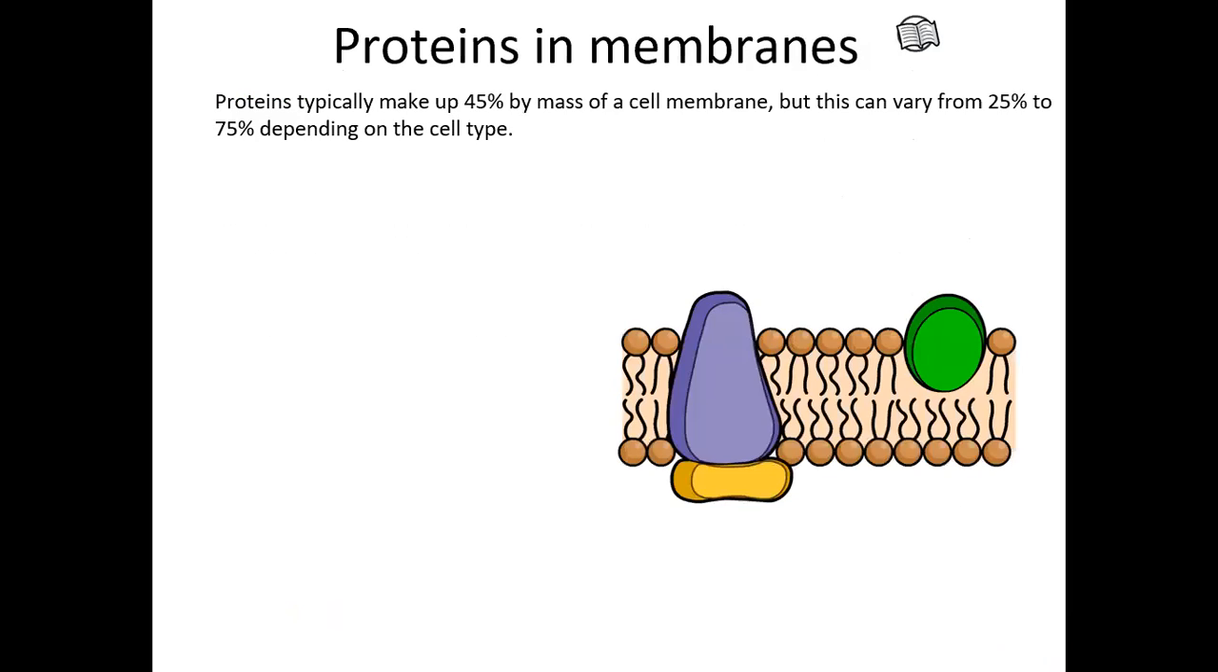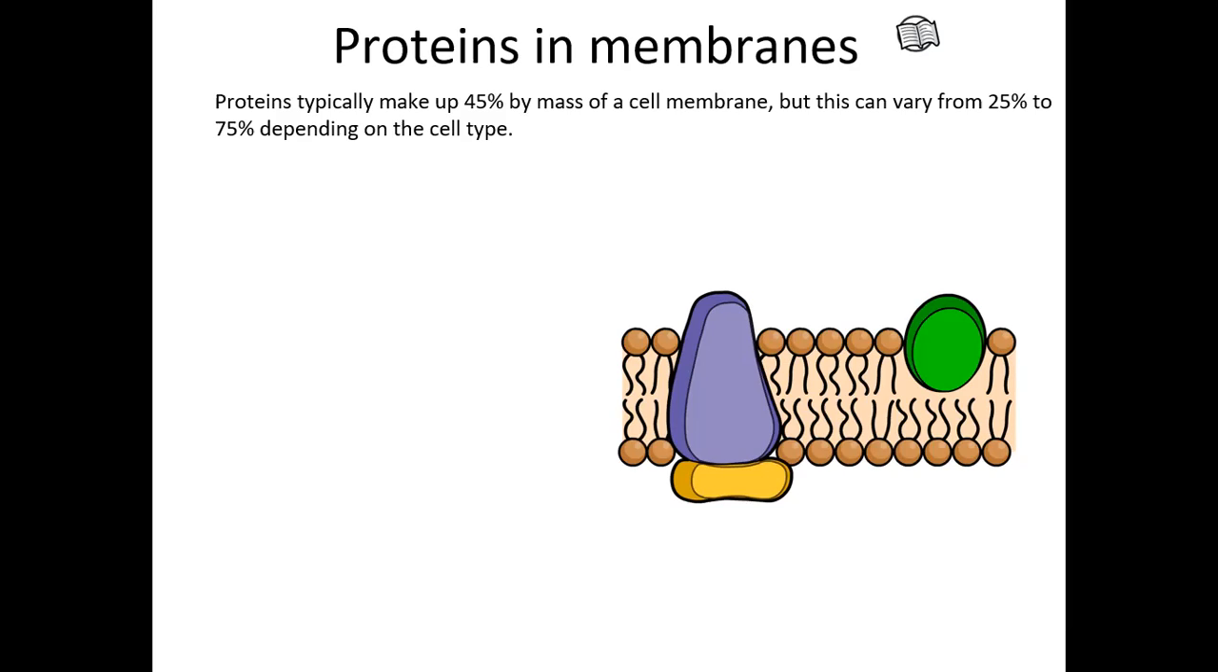We also have proteins in our cell membranes, like we talked about before. So we have transporter proteins and receptor proteins. Proteins typically make up 45% of the mass of a cell membrane. This can vary from 25% to 75% depending on the cell type. Some cells will have a very small amount of proteins because maybe they don't need much coming in. They might not need much coming out. They might not need many recognition proteins. Other ones might need loads.